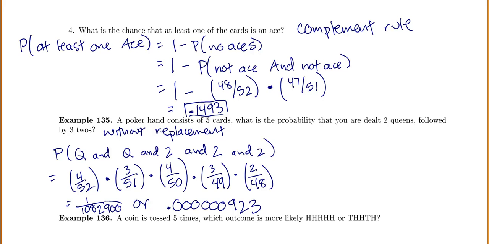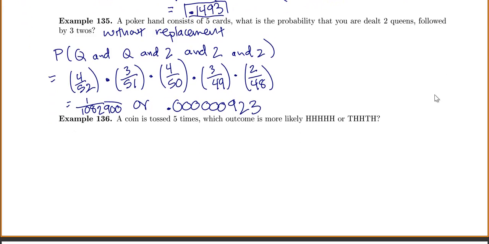Number 136. A coin is tossed 5 times. Which outcome is more likely? Head, head, head, head, head, or tail, head, head, tail, head? Now people look at this and they tend to think that tail, head, head, tail, head would be more likely because it seems more random, whereas head, head, head, head, head seems very unlikely. But let's actually calculate it.